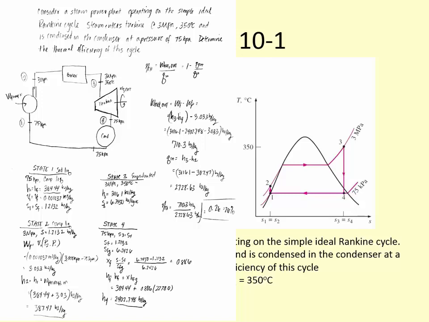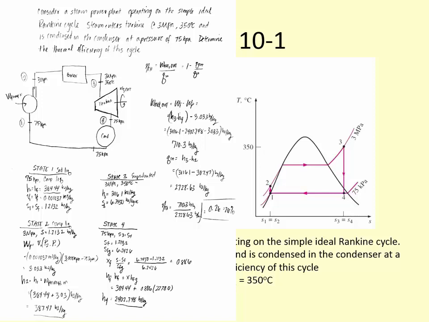Okay, now state 2, we know the pressure is 3 megapascals. Okay, is that all the information that we need to solve for the pump work in? Yeah. Okay, so the work of the pump in is equal to V1 times P2 minus P1, being careful about units: 0.001037 meters cubed per kilogram, multiplied by P2, which is 3 megapascals, but how do we write that in kilopascals? 3,000 kilopascals, minus 75 kilopascals. So we calculate the numbers on that, and we get 3.033 kilojoules per kilogram. Okay, so that's the pump work in.